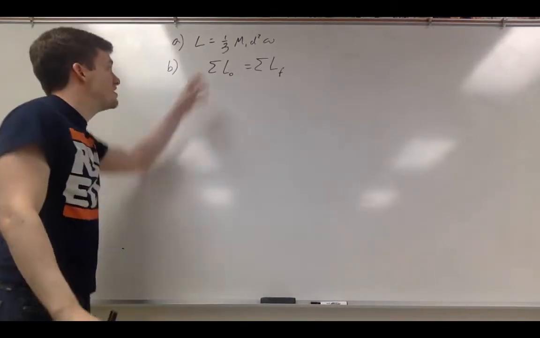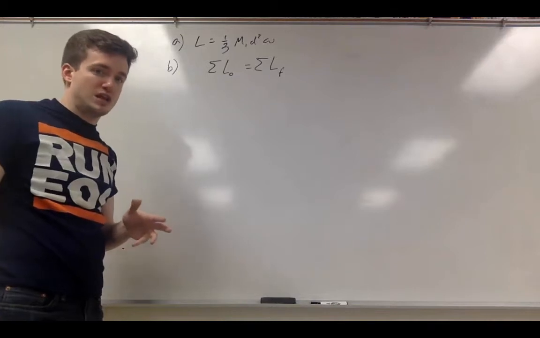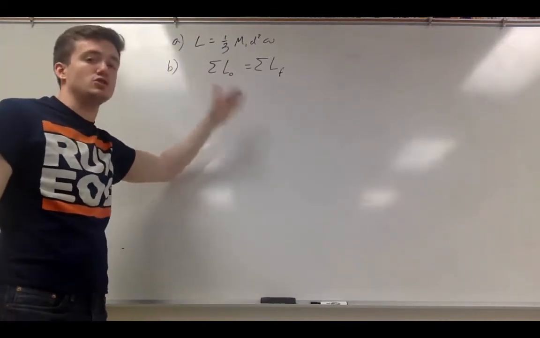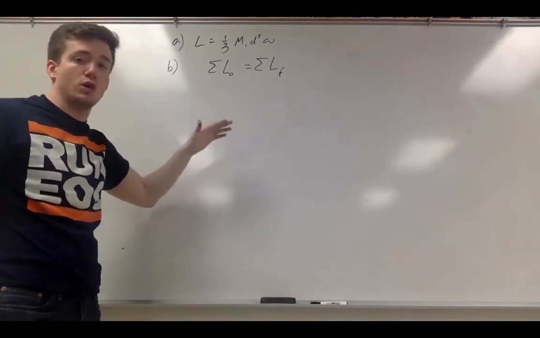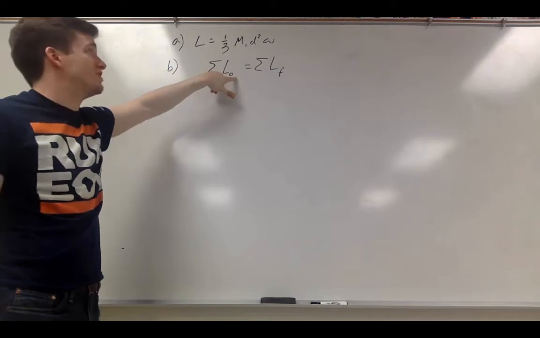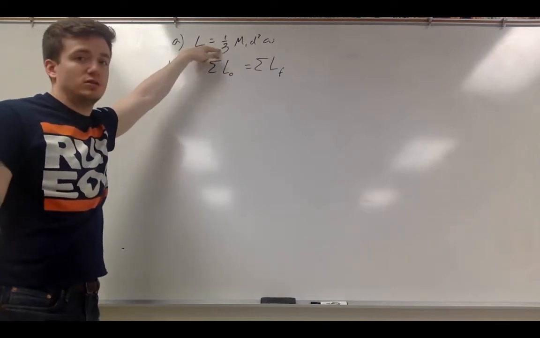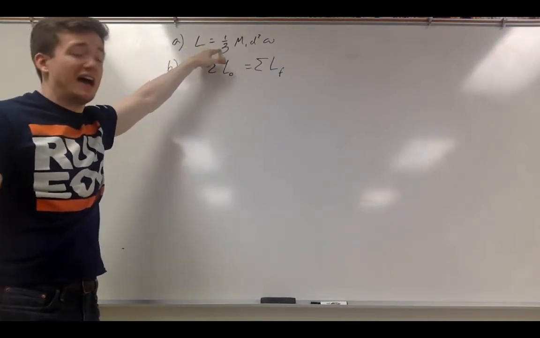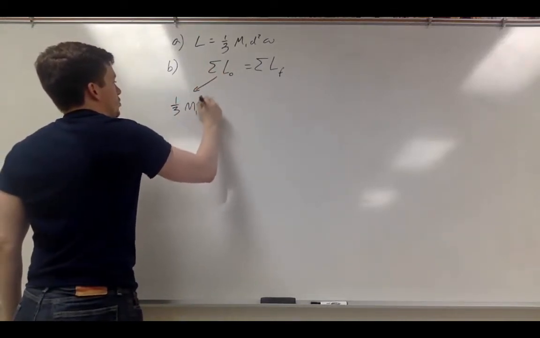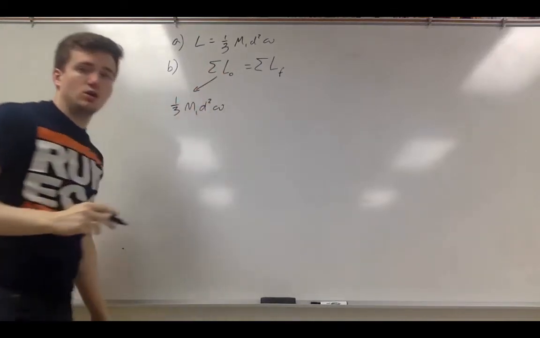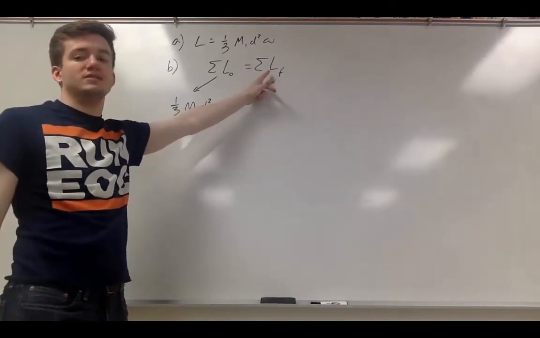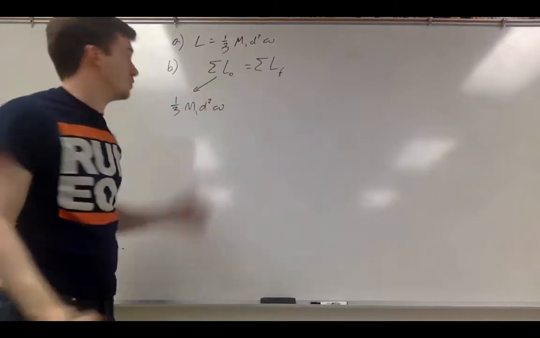And then we can start thinking about the actual collision aspect. But again, I can't stress enough, this is a collision. We have to use conservation of momentum. There's no other way. So initially, the angular momentum of the rod was this. The ball's not moving, so it doesn't have anything. So this is just 1/3 m1 d squared times omega. This is going to be the final angular momentum of the whole thing.